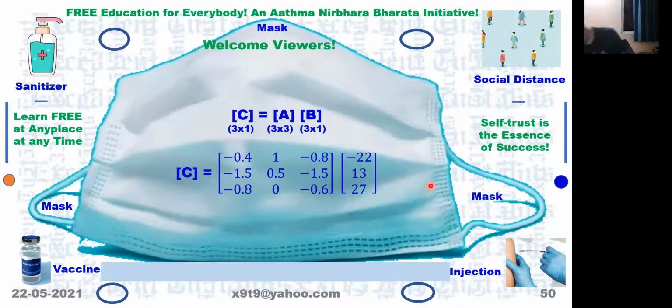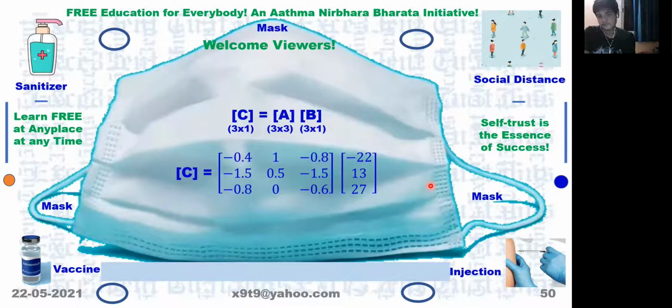You're able to understand? Yes, sir. Now, can you multiply B into A? No, sir. Why? Because 3 into 1 and 3 into 3. You can't do 1 into 3. Correct. Those two numbers should be equal. You can't multiply when the encircled numbers are different. They must be equal. Then only we can multiply, not otherwise.